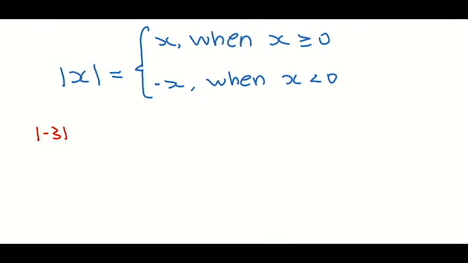Let's take a look at this example, the absolute value of negative 3. When we plot negative 3 on the number line, we'll see that it is displaced 3 units away from the origin. From the definition before, we can conclude that the absolute value of negative 3 is 3 because that's the distance away from the origin.